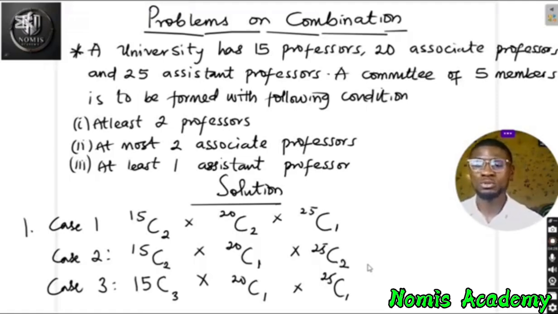So what are we going to do now to know the number of ways we can do the selection? We are going to compute each case and then add up the ways for each case together to get the total number of ways that we can select these 5 members of a committee among the 15 professors, 20 associate professors, and 25 assistant professors in the university. Let's go on to case one.